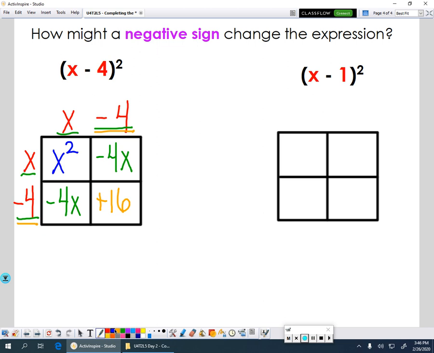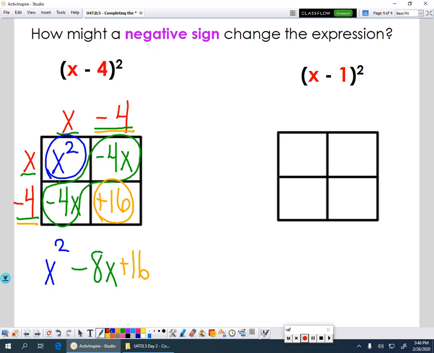The only thing it changes are our symbols, so we have to pay attention. When I combine my like terms, I have x squared. My middle term is going to be negative 4 minus 4, which is like negative 4 plus negative 4, gives me negative 8x. And then my last term is going to be this positive 16.